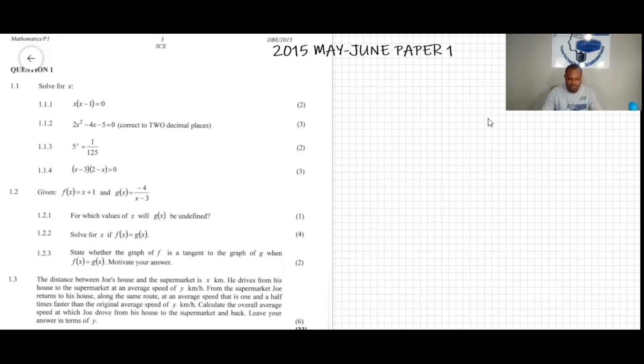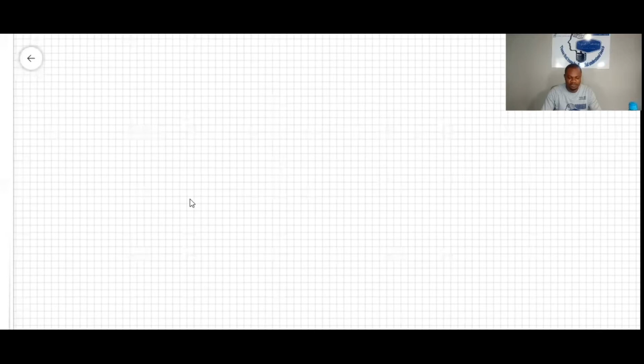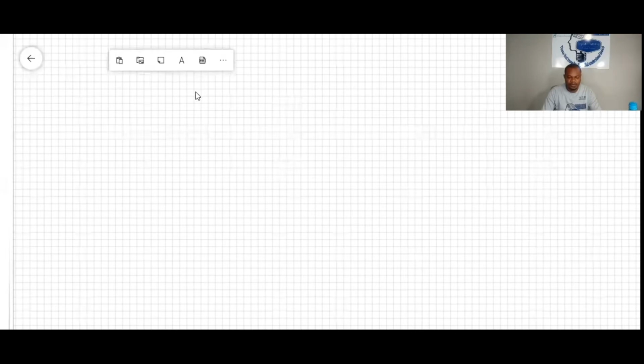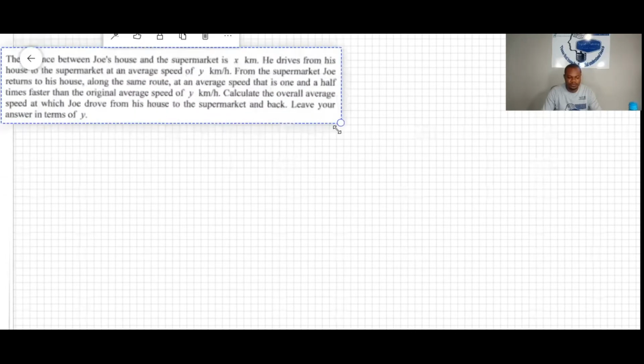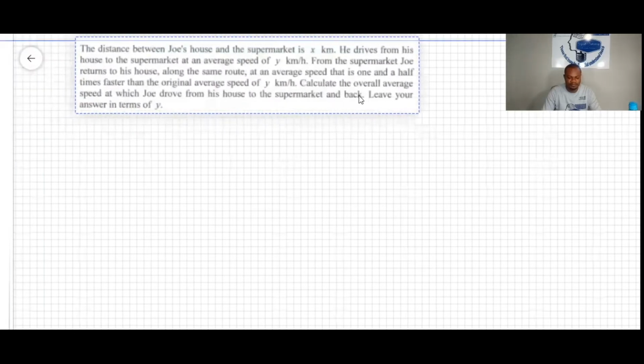Because of space, I think I'm going to paste the same problem over here. Just move this one. I'm going to paste the column here. So we have that question 1.3.